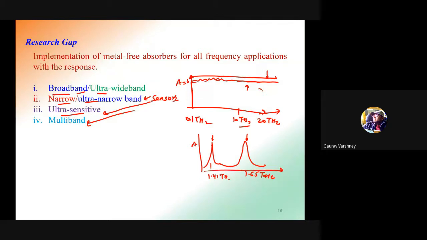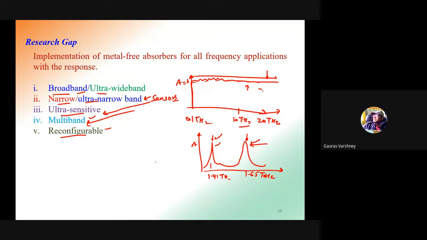So in that case, what will happen? This single device can be utilized as an influenza sensor as well as a cancerous tissue sensor. We do not need to fabricate, design or develop two different devices, one for cancer, one for influenza. A single device can be utilized. So that's why we need multiband absorbers. Reconfigurable is another important thing. This is a very important thing.